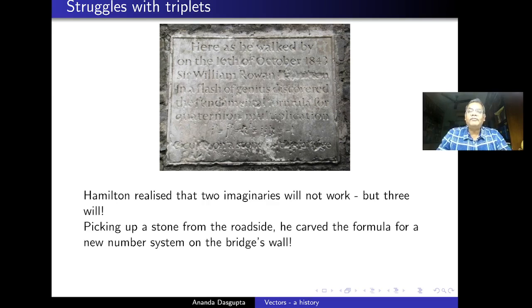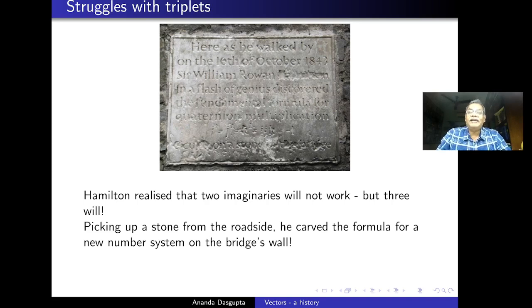But a plaque had been put down in the new version of the Brougham Bridge, which says, "Here, as he walked by on the 16th of October 1843, Sir William Rowan Hamilton, in a flash of genius, discovered the fundamental formula for quaternion multiplication." 4 parts, real part, 3 imaginary parts, a number in 4 parts. That's why these numbers were called quaternions. And below that, Hamilton's brilliant insight was written down.